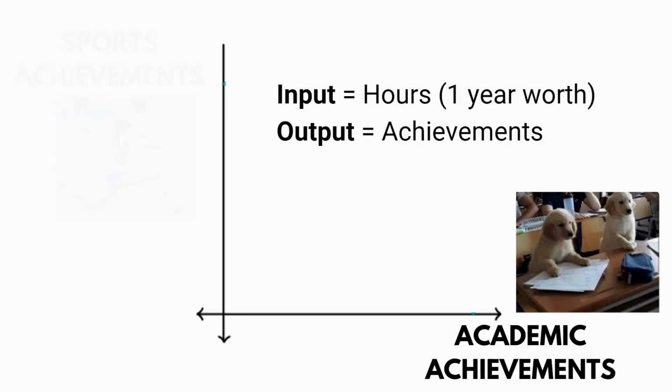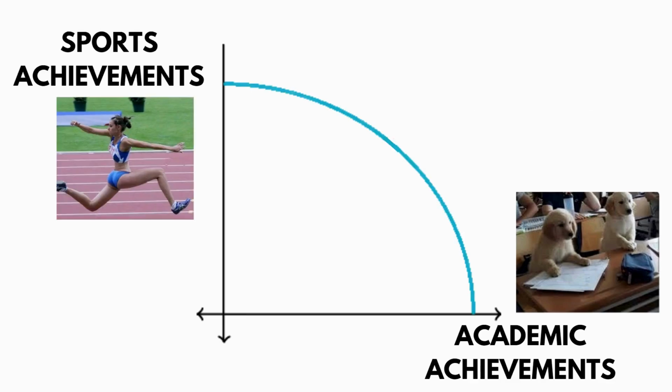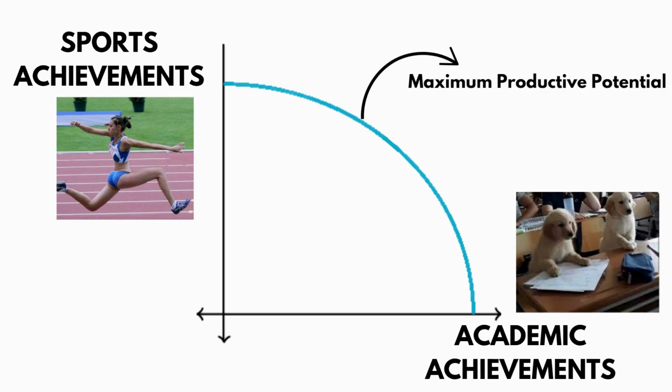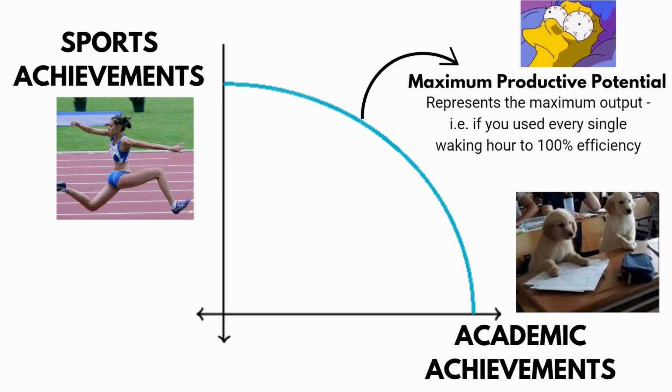Well, we can draw a line that kind of shows an inverse relationship between the two. You'll notice that when sports achievements are high, academic achievements are low, and vice versa. This line is what we call your maximum productive potential, and it basically represents the best version of your efforts, i.e., what you could achieve if you used every single waking hour to 100% efficiency. You could be at any position along this line, so long as you're maximizing your productive efficiency.